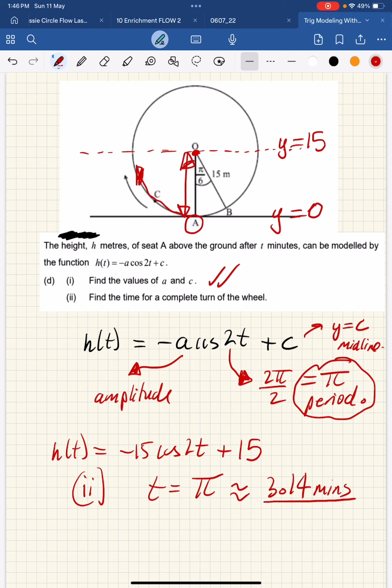15 meters is the center point. The highest point reached would be 30 meters, and 3 minutes to get a full revolution. That sounds like a decent Ferris wheel.